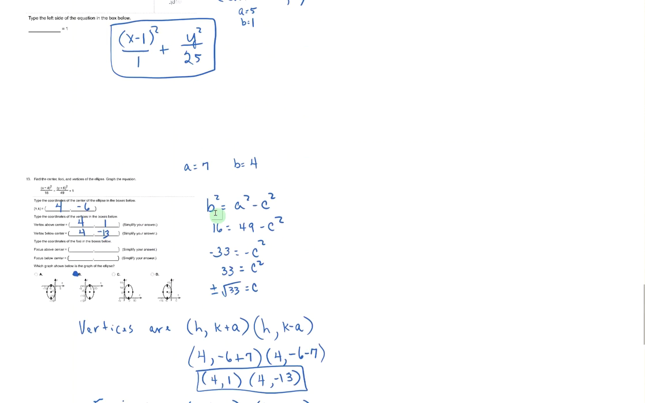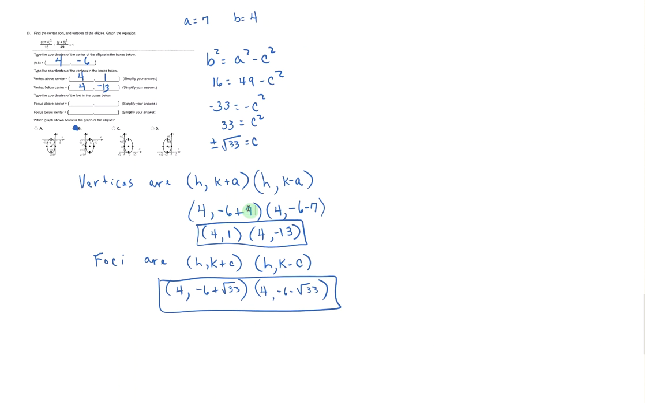All right, number 13, I believe, is our last one. Find the center, foci, and vertices of the ellipse and graph the equation. So we can see the bigger number here is 49, so a is 7. b is the square root of 16, so b is 4. Then we can come down and come up with our c value, and we have plus or minus square root of 33. We can't really clean that up. So the vertices are, and we know we're going along the y-axis, so it's (h, k plus a) and (h, k minus a). So fill in what you know.